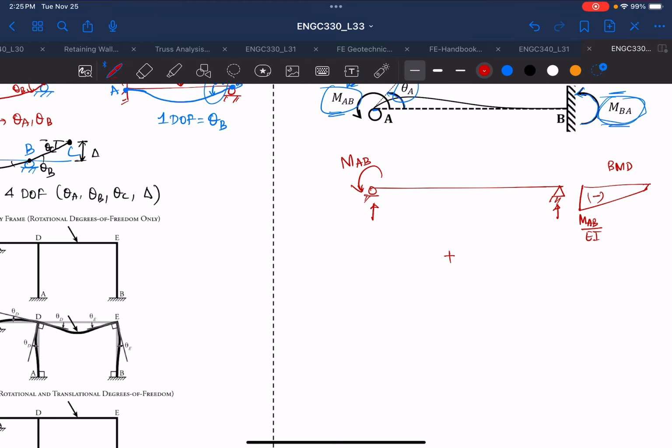And then we'll use superposition because we just converted them into a determinate structure. So we'll have another simply supported beam, and this time we'll apply a moment MBA, and this will be your reaction. And if we draw the bending moment diagram for this beam, it will again be a right angle triangle, and will be positive, and this time will be MBA divided by EI.